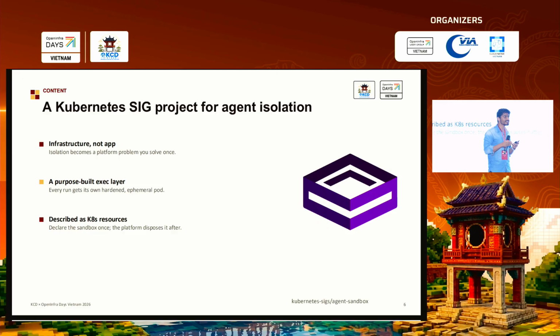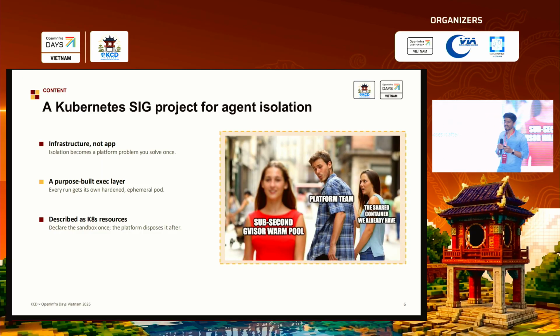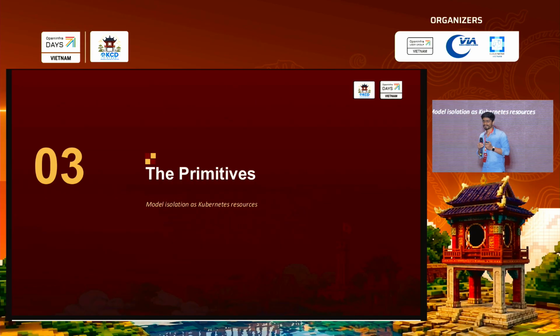And this project was entirely meant for executing the agent code, the agent-generated code. So the whole idea is that you should be confident enough that you can run your code on Kubernetes with the help of this project. And if you want to use this project, you have to define everything, like we'll be talking about the primitives, as a custom resource definition or Kubernetes custom resources. So let's talk about some of the primitives.